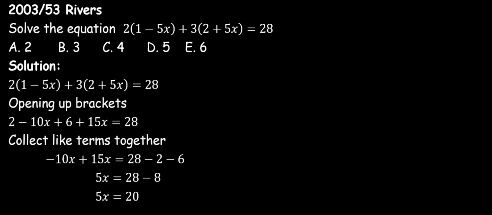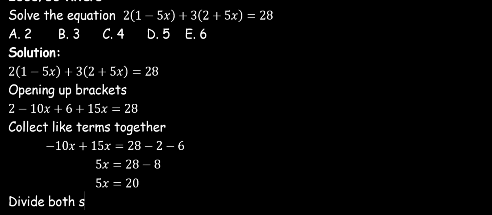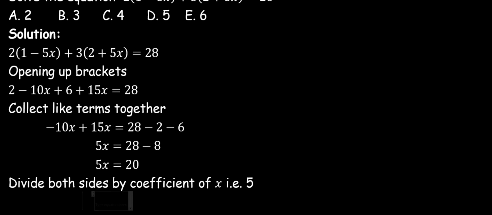Next, we divide both sides by the coefficient of x, which is 5 here. We now have 5x divided by 5 will be equal to 20 divided by 5. And that is, our result is x equals 4.